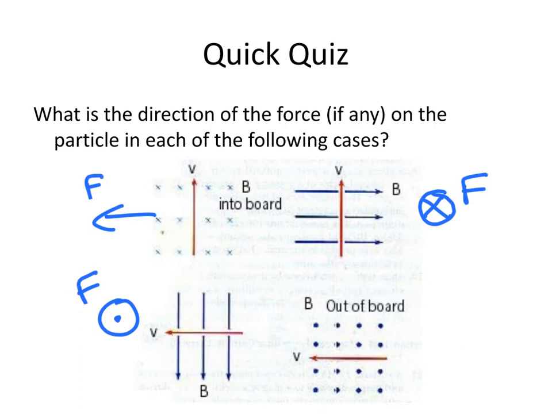And in the bottom right, we've got the magnetic field coming out of the page. We've got the current going to the right. So our fingers are pointing out of the page. Our thumb on the right hand points to the right. And the force is going to be upward in that case.